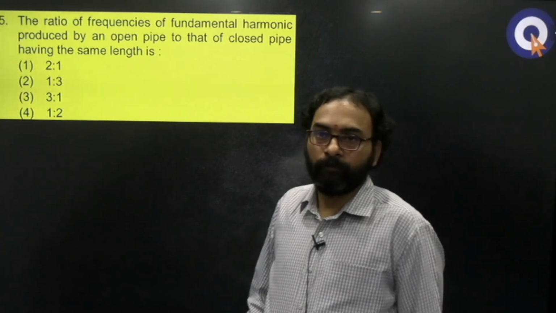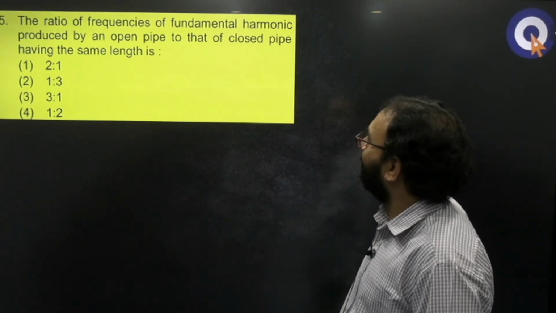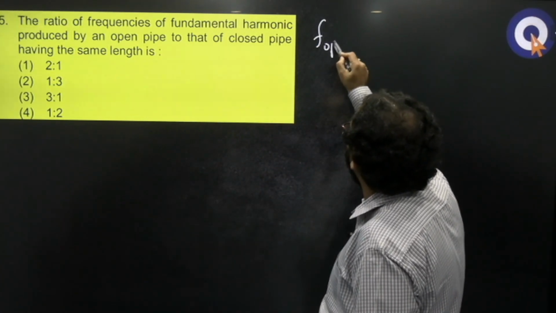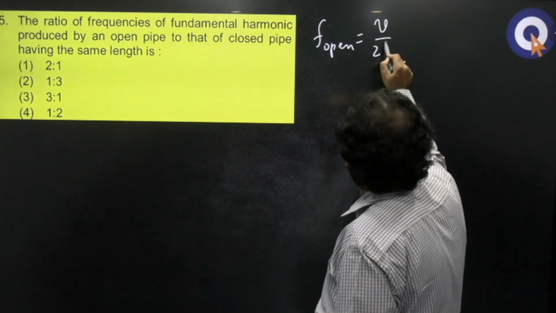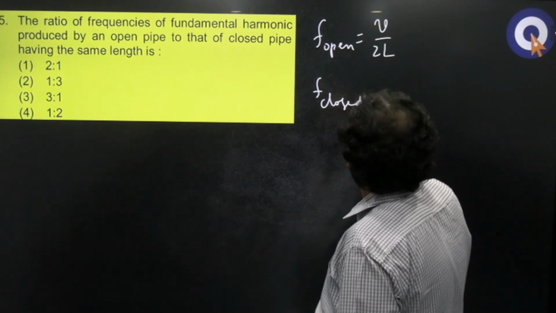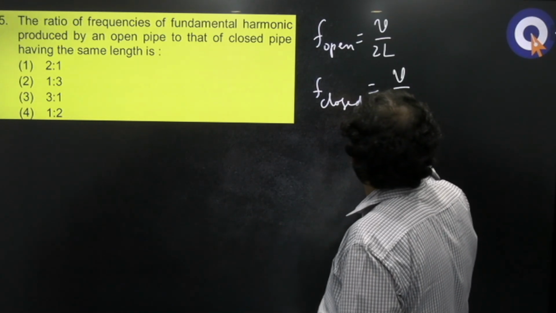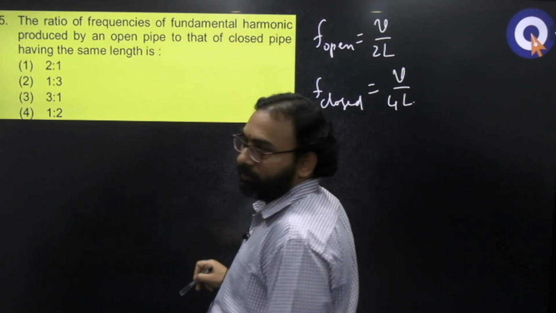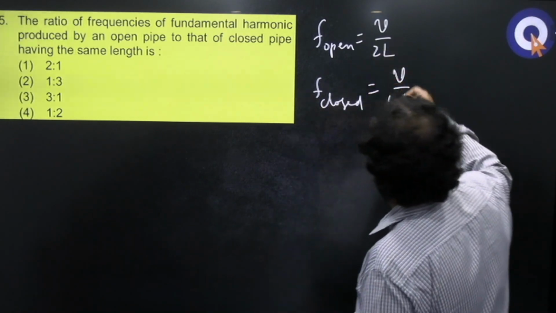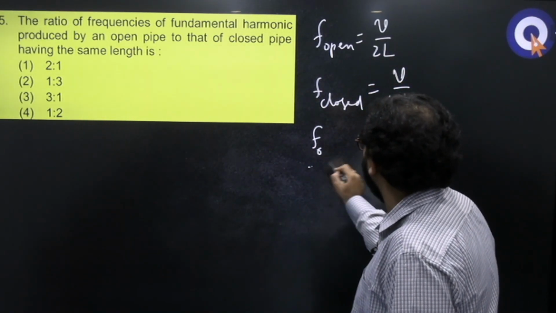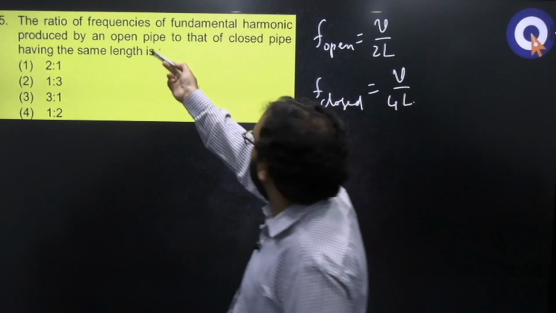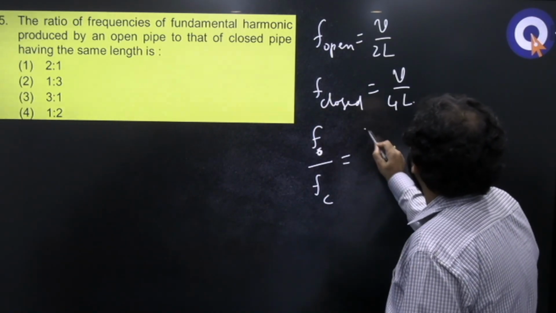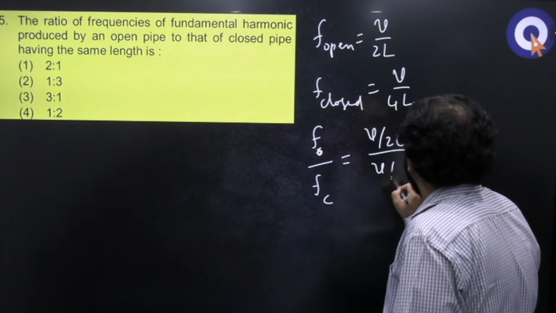See here, next question. The ratio of frequencies of fundamental harmonics produced by open pipe and closed pipe. So open pipe V by 2L, closed pipe V by 4L. This is open, this is closed pipe. So what are we supposed to calculate? Frequency ratio we need to find out. Fundamental frequencies are given. So frequency ratio of open and closed, first one is open, next closed. That is V by 2L by V by 4L.